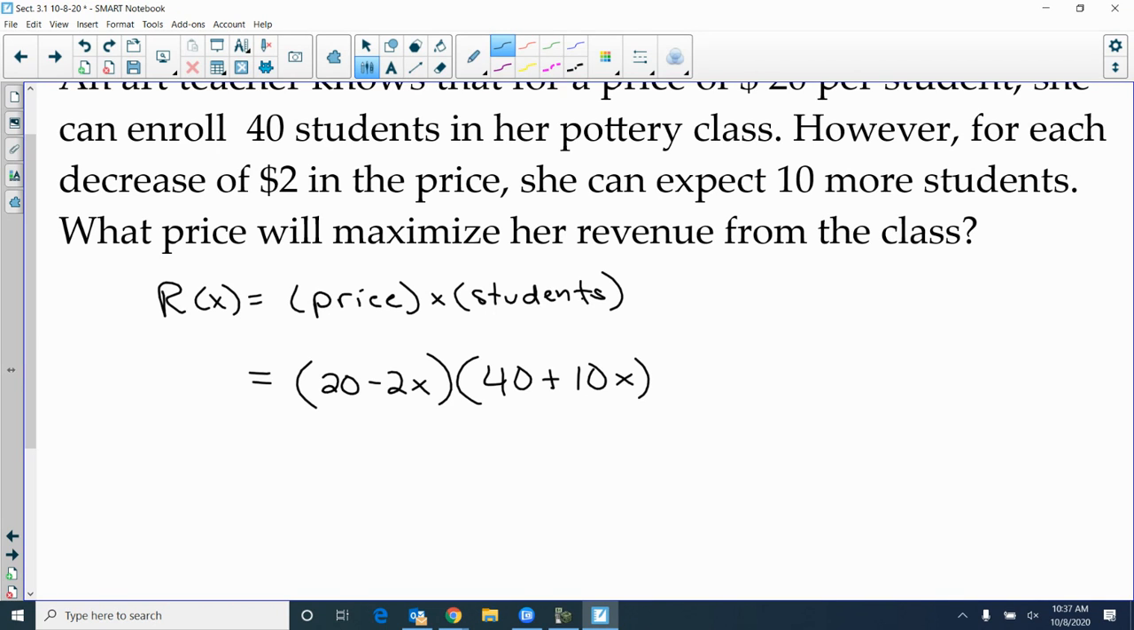All right, what does x represent in this case? Or how could we say that? Peyton? Like how many times you want to decrease your price by $2? There you go. Exactly. The number of times you drop the price. So it's not the number of students, it's not the price, it's the number of times we decrease the price. So x equals the number of times the price is dropped.